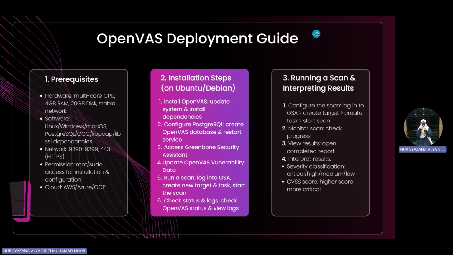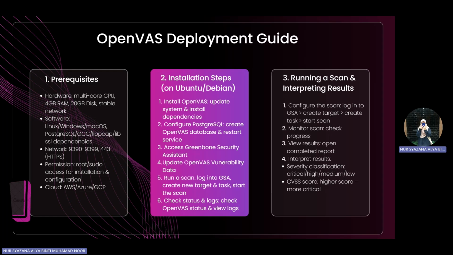Next, I will explain about the OpenVAS deployment guide. So the first one is about its prerequisites. So for the hardware, it needs a multi-core CPU, at least 4 GB RAM, but it is recommended to have 8 GB RAM, and then more than 20 GB disk, and a stable network for the internet connection. And for the software, you can choose between Linux, Windows, or Mac OS. And dependencies, you need to install some dependencies like PostgreSQL, GCC, libpcap, and libssl.